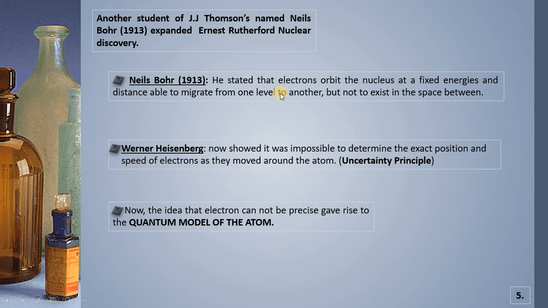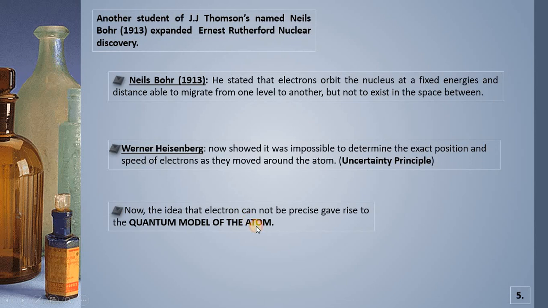But look at what happened when Heisenberg said, no, it's not possible. It is not possible to determine the exact location of an electron, which he termed the uncertainty principle. So that is what gave rise to my topic, atomic theory according to quantum mechanics. Now the idea that the electron's location cannot be precise gave rise to the quantum model of the atom.